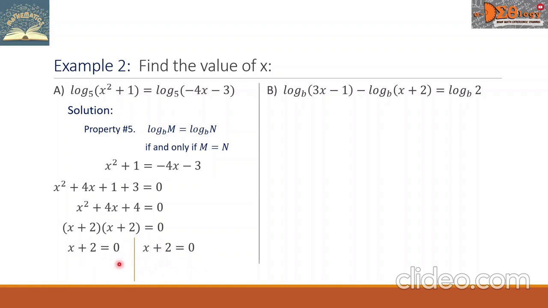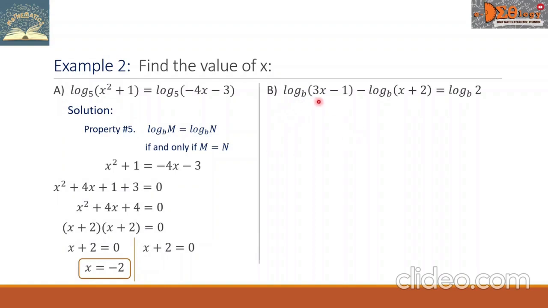When we solve for x, the plus 2 comes to the right, so we have x equals -2. Same value will come on the other factor equation. This is the value of x for problem A. We go to problem B.